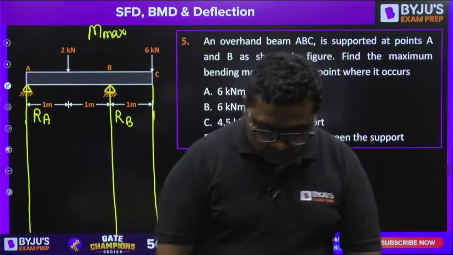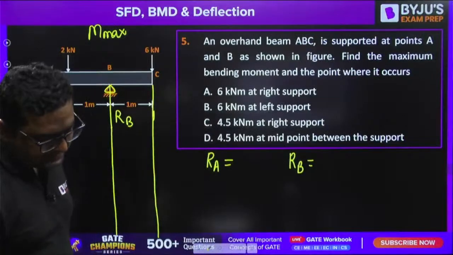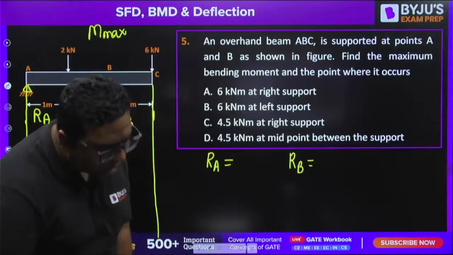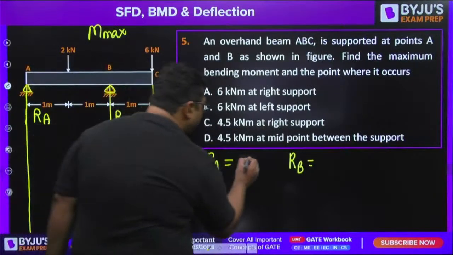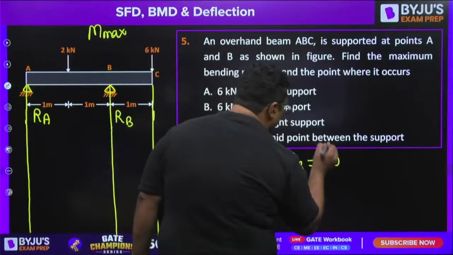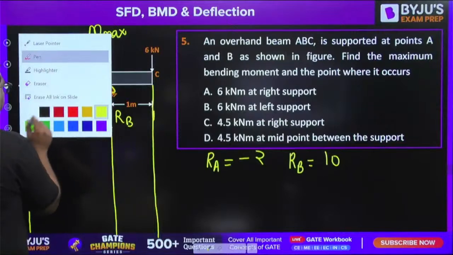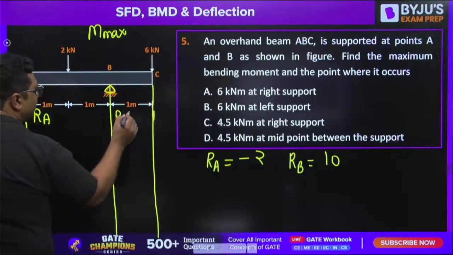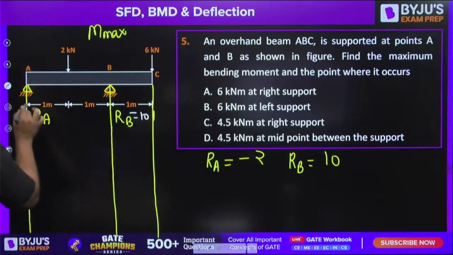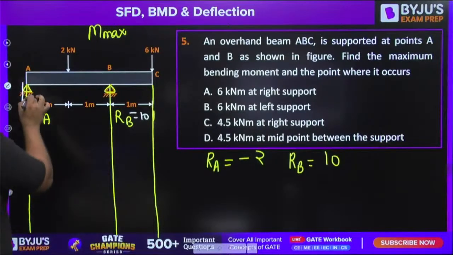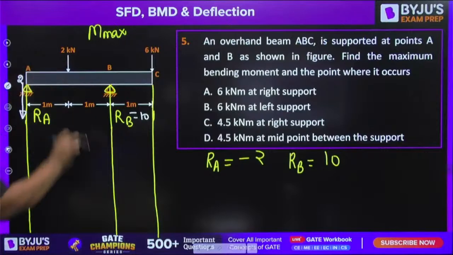Very good. So guys, you will be getting RA as equals to, I have calculated for you. RA will be coming out to be -2. RB will be coming out to be +10. Minus means assumed direction is wrong. So in reality, this is going to be 10 and this will be acting in downward direction. Okay. So that is the reality and the value of this is coming out to be 2 kilonewton.